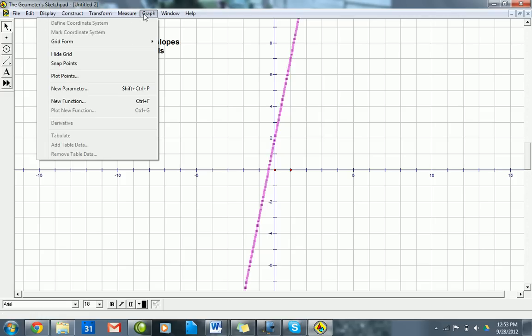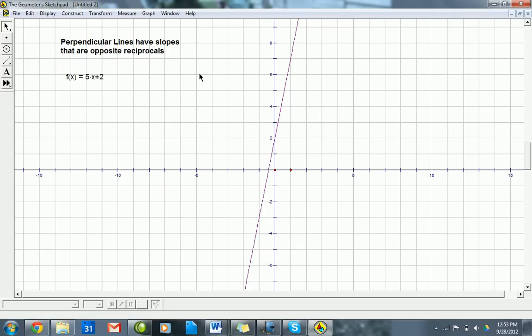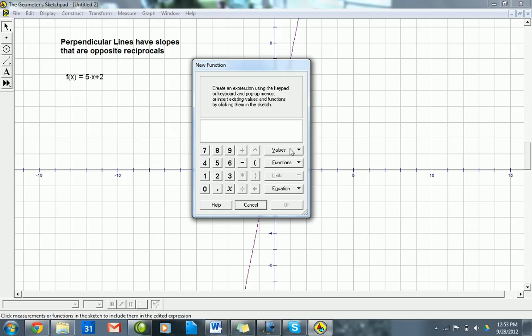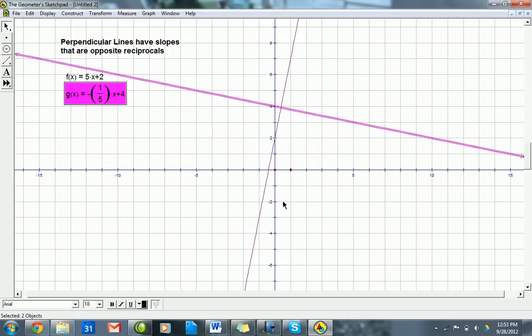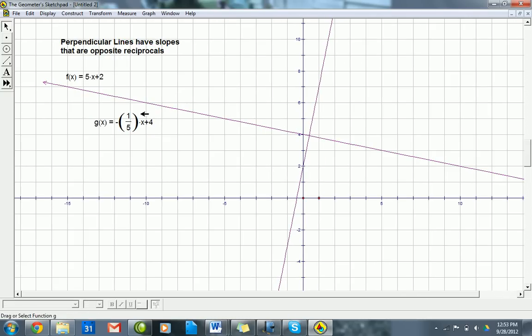So I'll go ahead and graph up another function that's perpendicular. It could have any y-intercept as long as the slope is negative 1/5 times x, and plus 4. So it's got a y-intercept of 4, slope of negative 1/5. Okay, so here's my negative 1/5 slope. Here's my 5 slope. And you'll note that these lines are indeed perpendicular, therefore this is a right angle, and all the other angles are right as well. Slope negative 1/5, slope of 5, opposite reciprocals, therefore perpendicular.